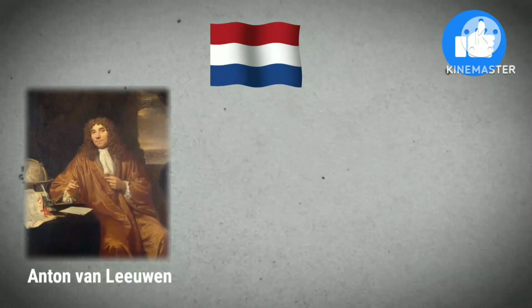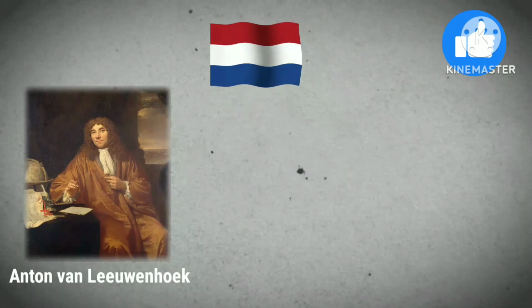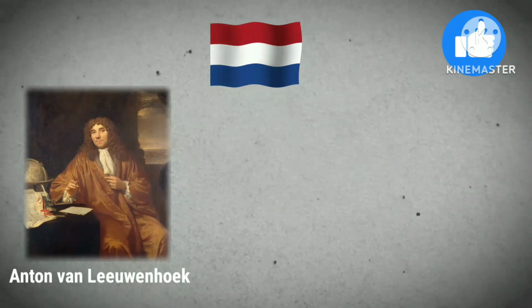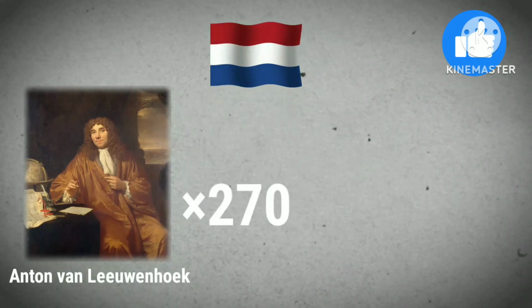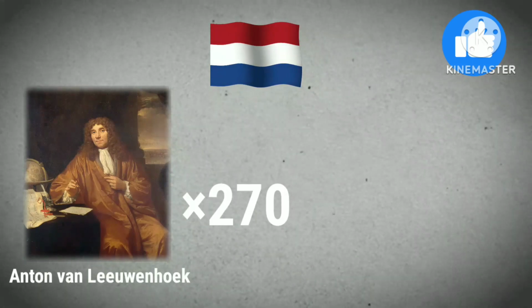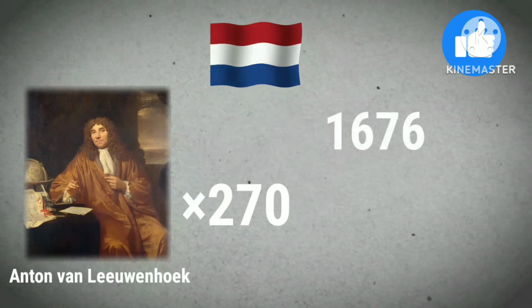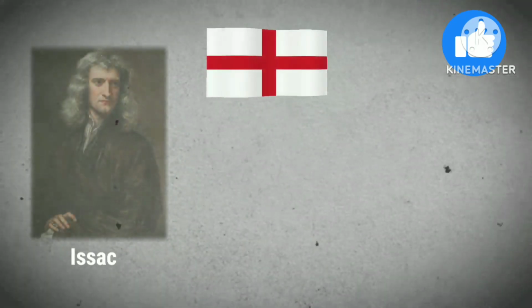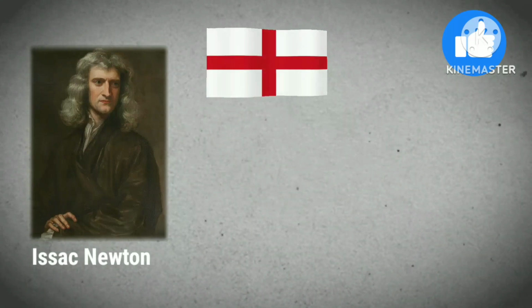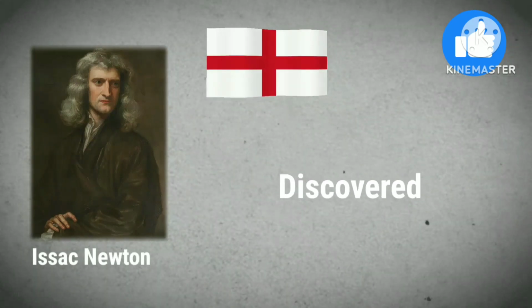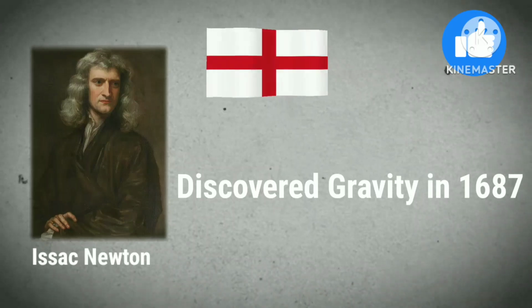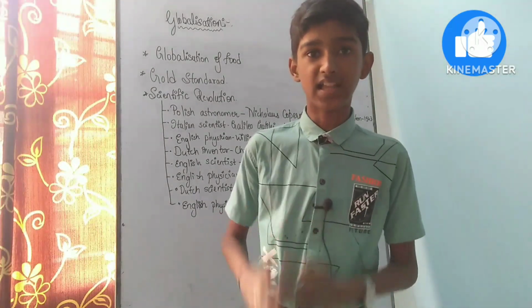Next, a Dutch scientist, Anton van Leeuwenhoek, invented a powerful microscope which zoomed 270 times more than an ordinary microscope at that time, in 1676. Last but not least, again the English physicist Isaac Newton came to know about the presence of gravity in 1687. So these were the major events in the scientific revolution.